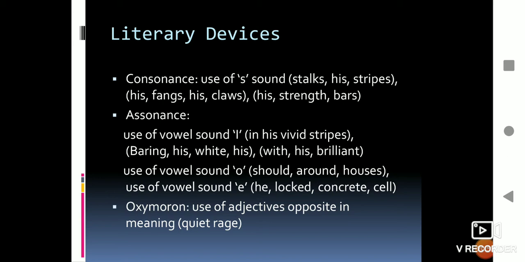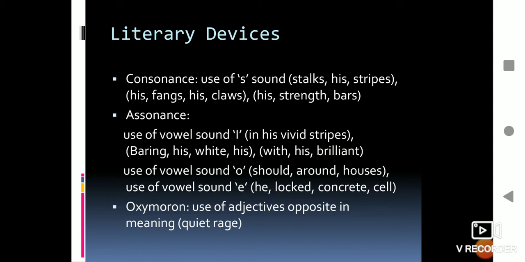Next is the use of vowel sound O: "should around houses." Next is use of vowel sound E: "he locked concrete cell."